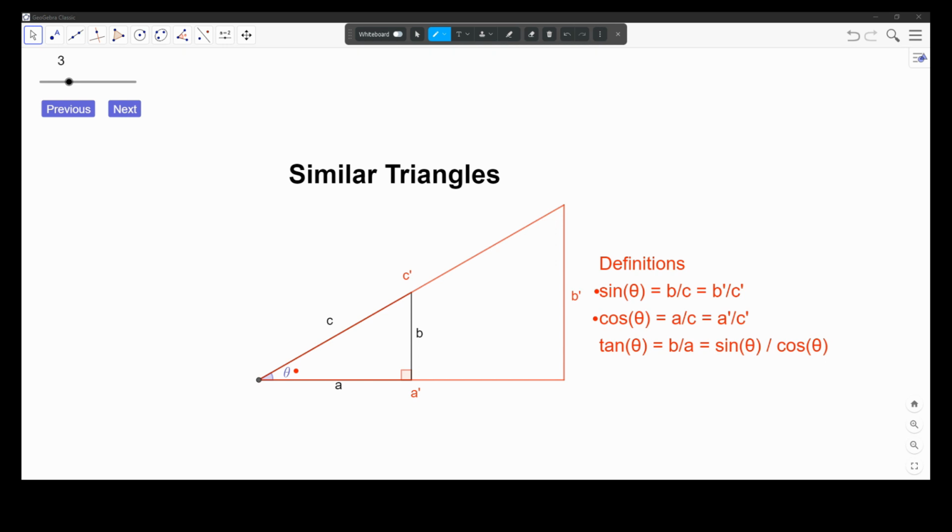In other words, the sine and cosine functions are independent of the scaling of the triangle. So if I double all the side lengths, sine and cosine don't change.